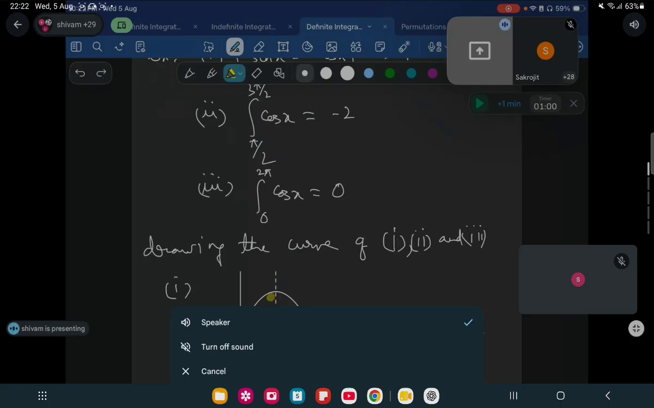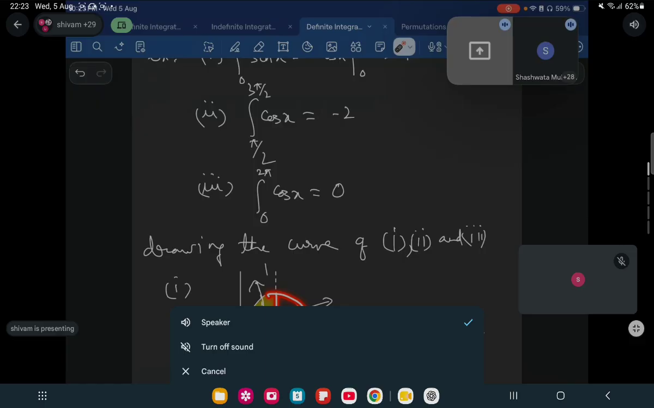And if you see, the area of half of such figure is 1 unit. Over here, this area is 1. So what is this area? This half region is also 1, right? Similarly, the area of each such figure will be 1 unit.